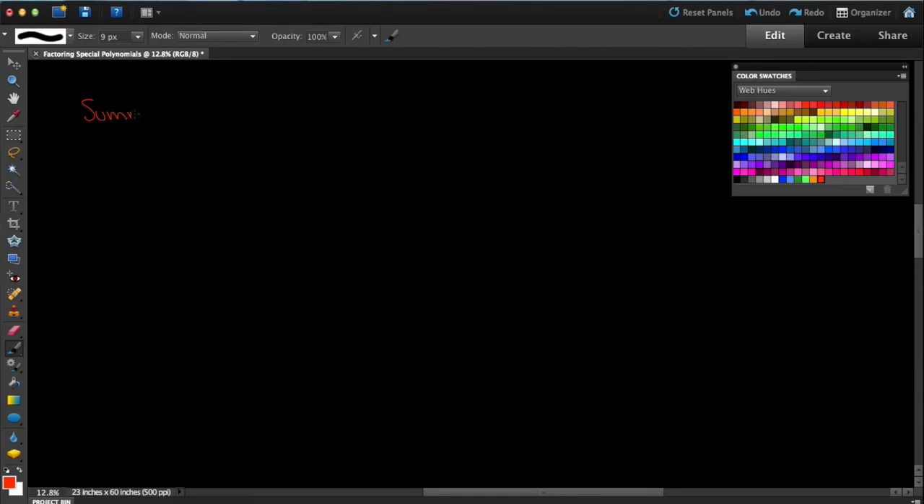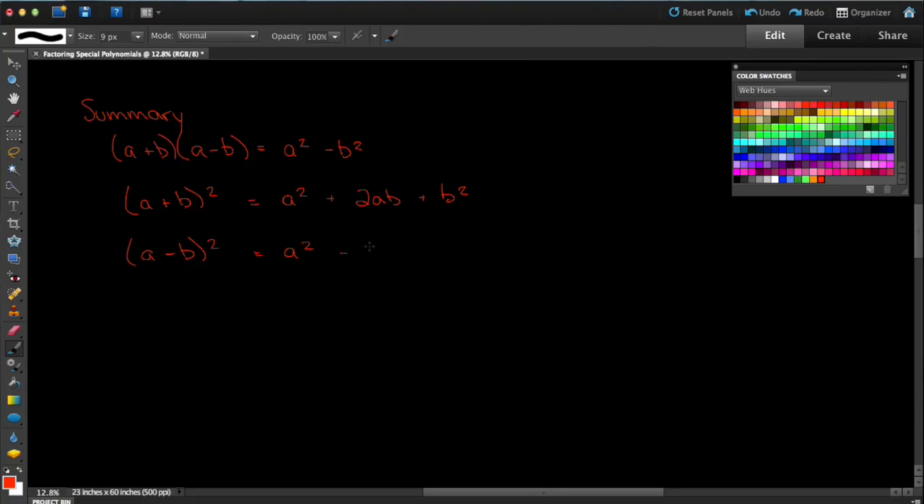In summary, to factor an equation in the form of a squared minus b squared, you must find the difference of squares or put it into the form a plus b times a minus b. And when squaring binomials, the factor form is a plus b all squared for a squared plus 2ab plus b squared, and a minus b all squared for a squared minus 2ab plus b squared.